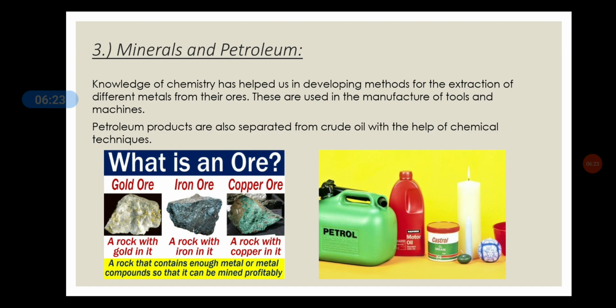Petroleum products are also separated from crude oil with the help of chemical techniques. Petroleum we get in nature in the form of crude oil. Now this crude oil has to be refined in the factories. When refined in the factories with the help of chemical techniques, we get several products like petrol that we use. Then we get kerosene oil, we get mobile oil, wax, etc. So all these things are used in our day-to-day life.